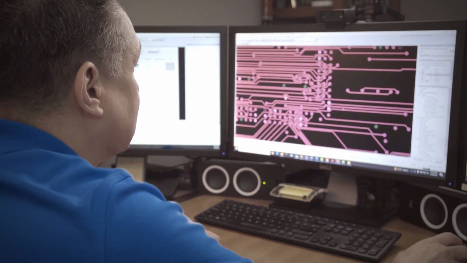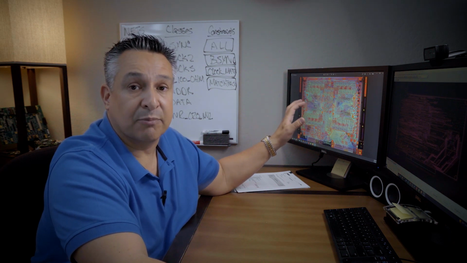For example, this is one of the winners of the XTIA competition this year. This is a constraint-driven design, and it is physically impossible to design something this complex without implementing constraints.